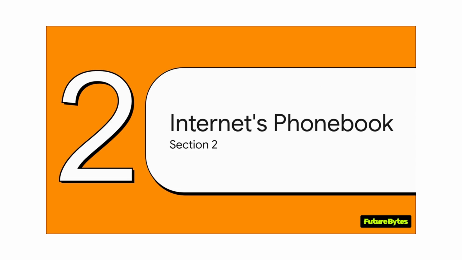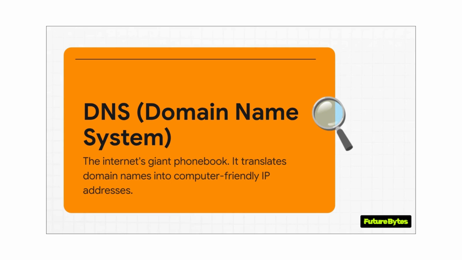Okay, so the big question is, how on earth does your browser find that number? Well, it goes and consults this massive globally distributed directory. This is where something called the Domain Name System, or DNS, comes into play. And honestly, the absolute best way to think about DNS is as the internet's giant phone book. Its one and only job is to look up the name you give it, like google.com, and hand your browser the correct phone number, or in this case, the IP address, to connect to.